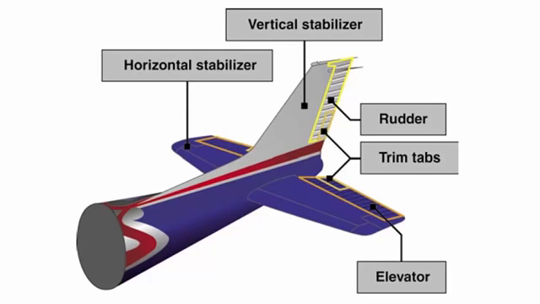The trim tabs are small, movable portions of the trailing edge of the control surface. These movable trim tabs are controlled by the pilot to reduce control pressures during flight. Trim tabs may be installed on the ailerons, rudder, or elevator.